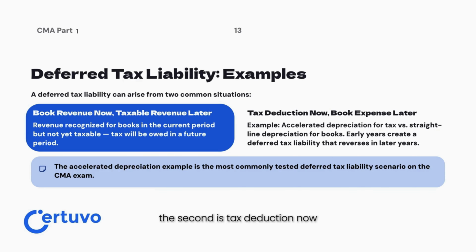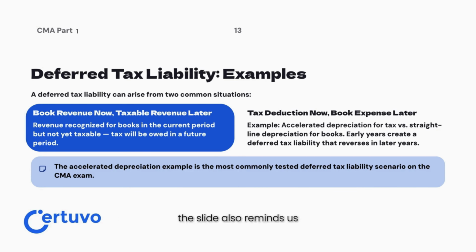The second is tax deduction now, book expense later. The classic example on the slide is accelerated depreciation for tax versus straight-line depreciation for books. In the early years, accelerated depreciation gives a larger tax deduction. That reduces taxable income now. As a result, the company pays less tax now. But that benefit reverses later. So early tax savings create a deferred tax liability.